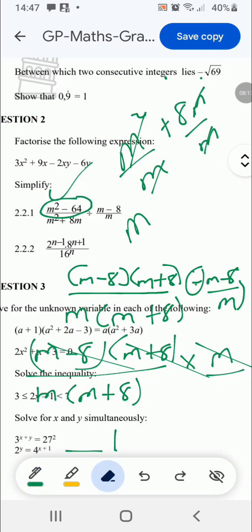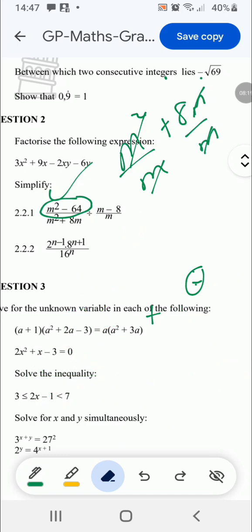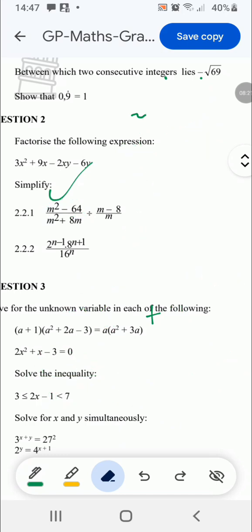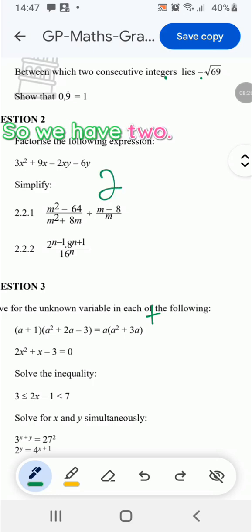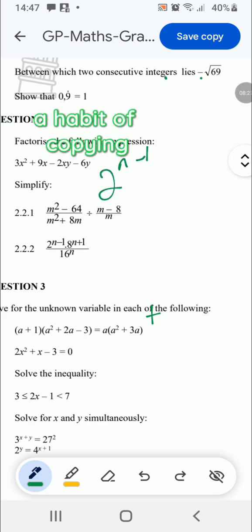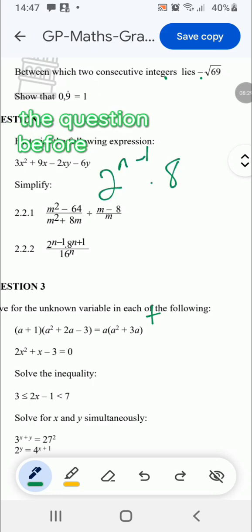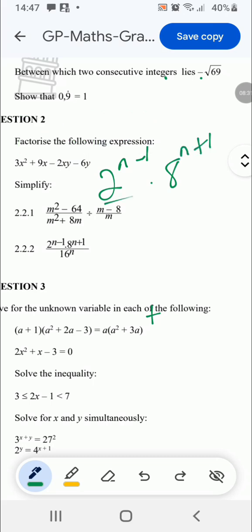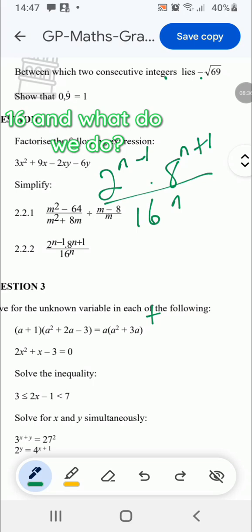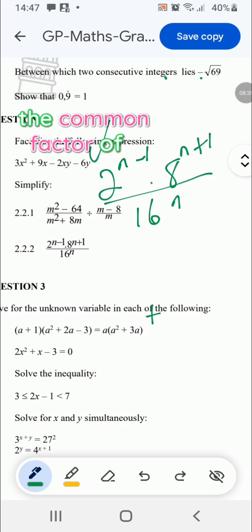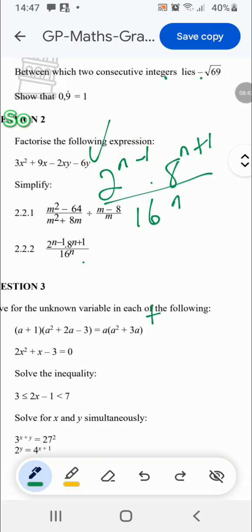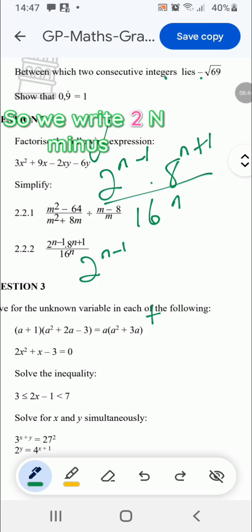Let's go to 2.2.2. I have a habit of copying the question before I do it. So we have 2 to the power n plus 1, 16 to the power n. What do we do? Now we find the common factor of 2. We don't have any, it's still 2. So we write 2 to the power n minus 1.